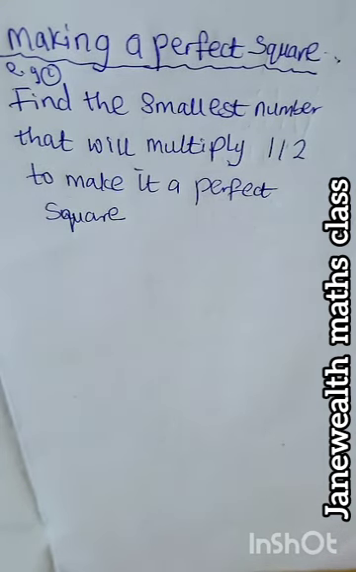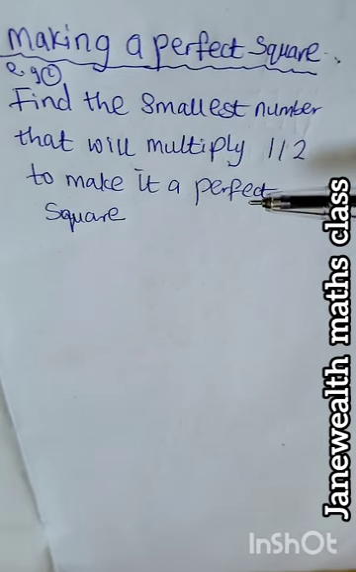A perfect square is a result of multiplying an integer by itself. That is, any result you get when you multiply an integer by itself, something like 2 times 2 is 4, meaning that 4 is a perfect square. 3 times 3 is 9, meaning that 9 is a perfect square, and so on.